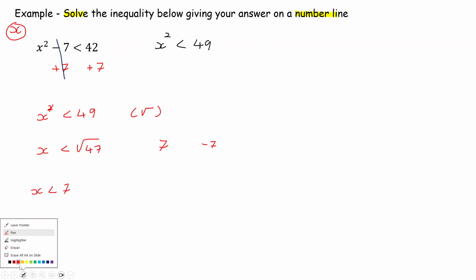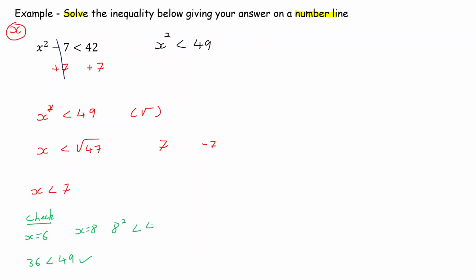Let's check that, because this is really important. If we use a value less than 7, like x being equal to 6, what is 6 squared? Is it less than 49? Yes, it is, because 6 squared is 36, which is less than 49. So your values must be less than 7. If I did something bigger, like x being equal to 8, I would get 8 squared, which clearly is not less than 49, because 8 squared is 64, so it breaks down there. So I've got to have my x values less than 7 to satisfy this part.